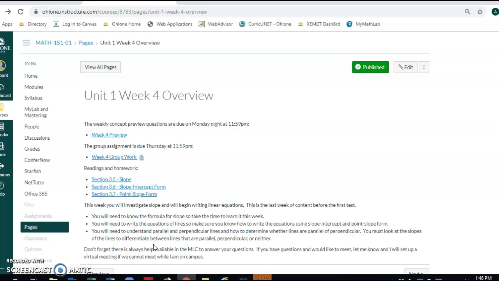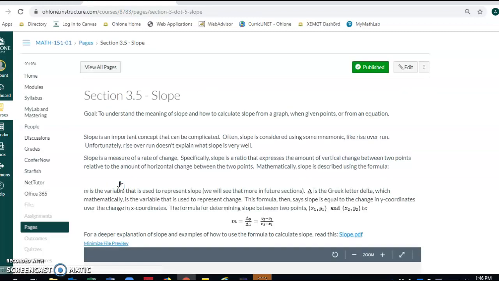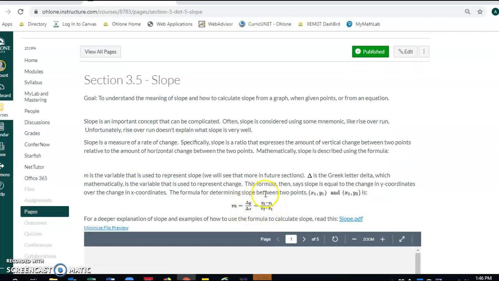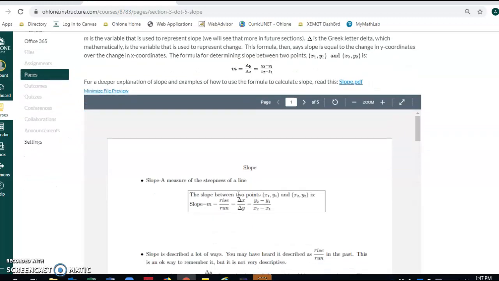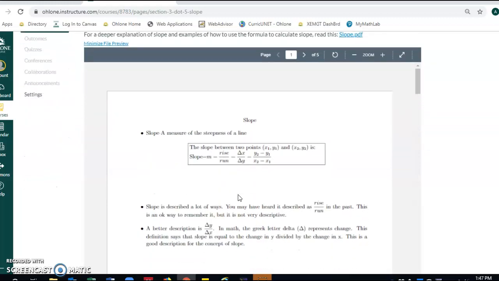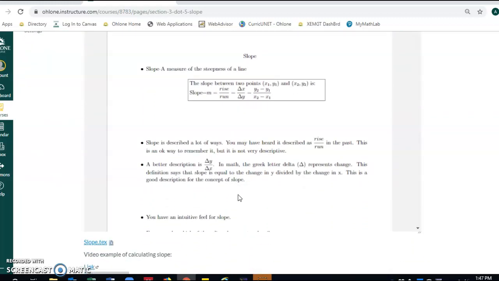And whether you're moving forward to calculus or you're moving forward to statistics, having an understanding of what slope represents and not just how to go about finding it is going to be important. So I would really encourage you to open up this section, make sure that you know this formula for calculating slope, and it shows up a lot of different places. It's going to go into your study guide, so make sure you know that and have it memorized.